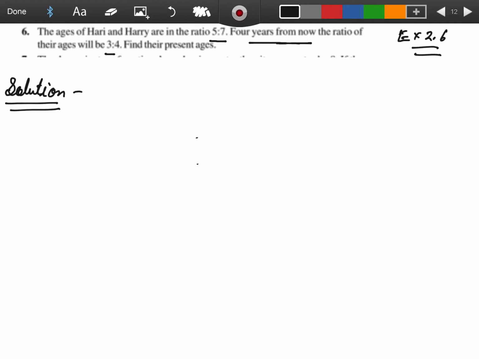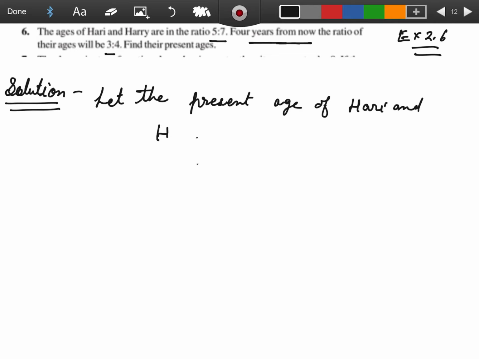Now whenever the ratio is given like this, so let us assume, let the present age of Hari and Harry are 5x and 7x respectively.